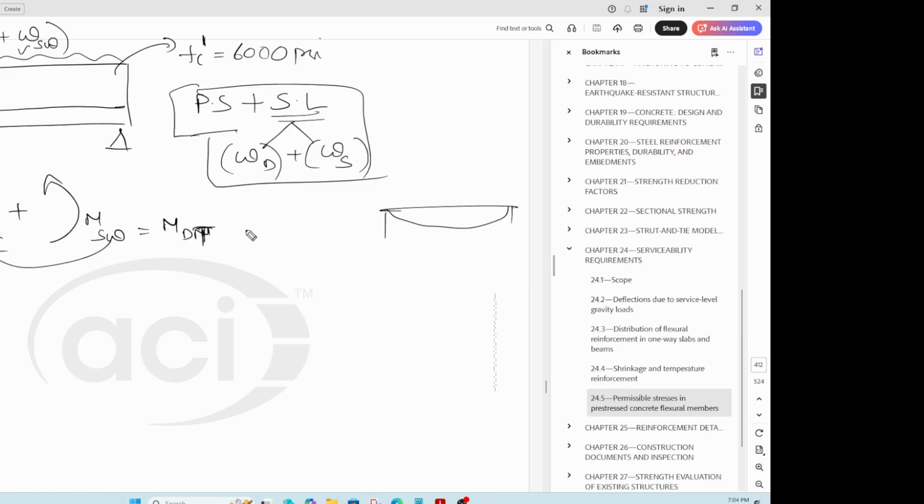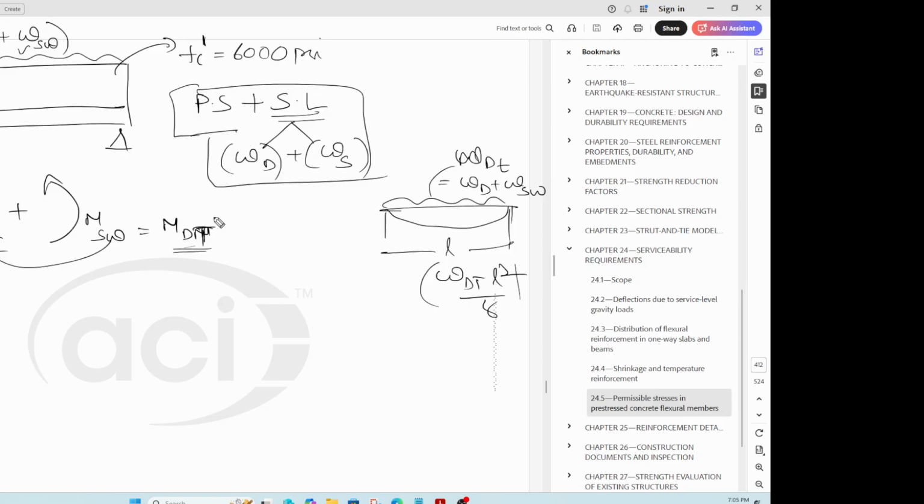And how do you calculate that moment? You have the UDL, WD total, which is a sum of your WD and your W self weight, right? And for simply supported, let's say span L, it is W total L square by 8. You have your moment there, right?